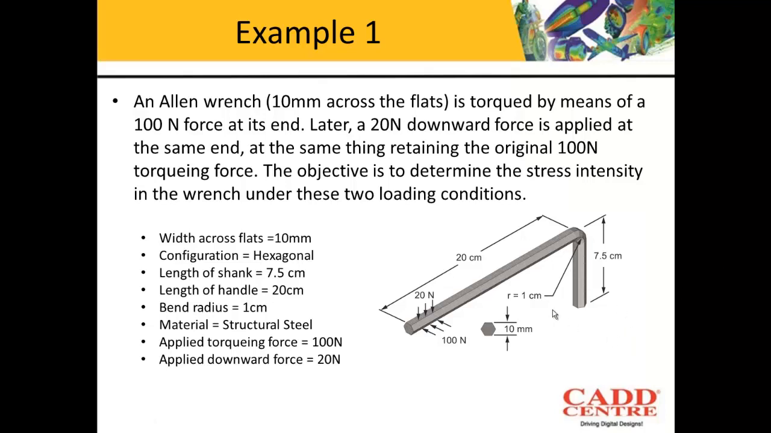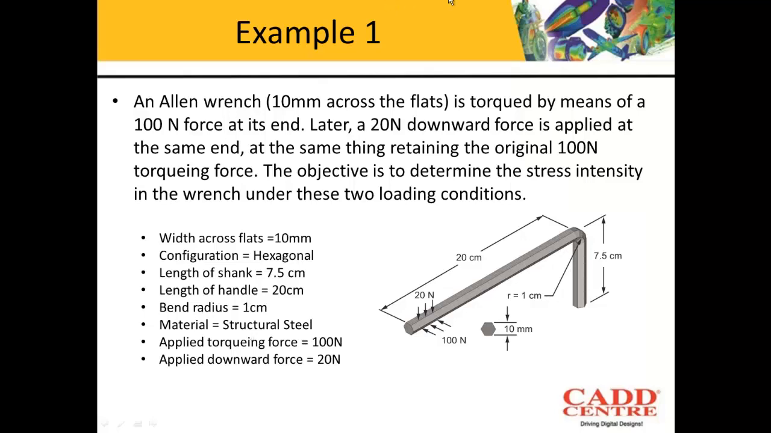Now the dimensions of the Allen wrench are mentioned over here. You can also note it down in your notebooks so that you can also practice later on. The Allen wrench, which is of size 10 millimeter across the flats, is loaded by means of a 100 Newton force. You can see over here, and later it is also having a downward force of 20 Newton. Okay, and we have to determine the stress intensity in the wrench under these two loading conditions. Okay, and the material that is going to be used for this Allen wrench is structural steel.